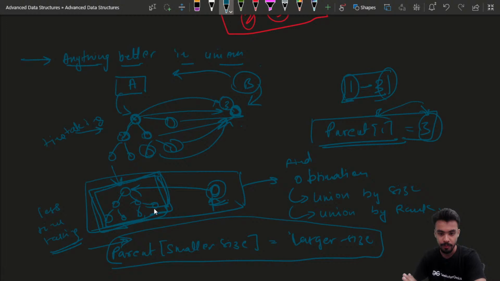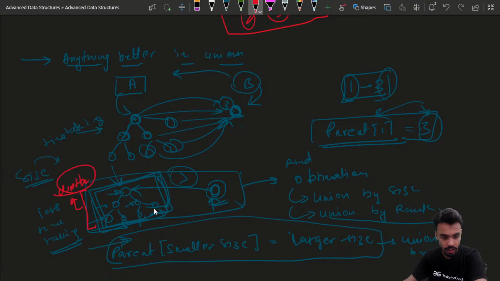Another thing was the union by rank, in which instead of having size as the parameter, so in the size we are counting the number of nodes. If the number of nodes in a particular group is higher than the other, that means the size of this particular group is greater than the other. So this is what we are doing in union by size. But in the union by rank, we are taking depth into consideration.